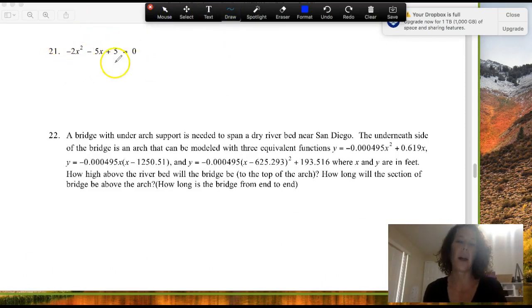Do I want to graph it? Do I want to try to factor it? Do I want to complete the square?